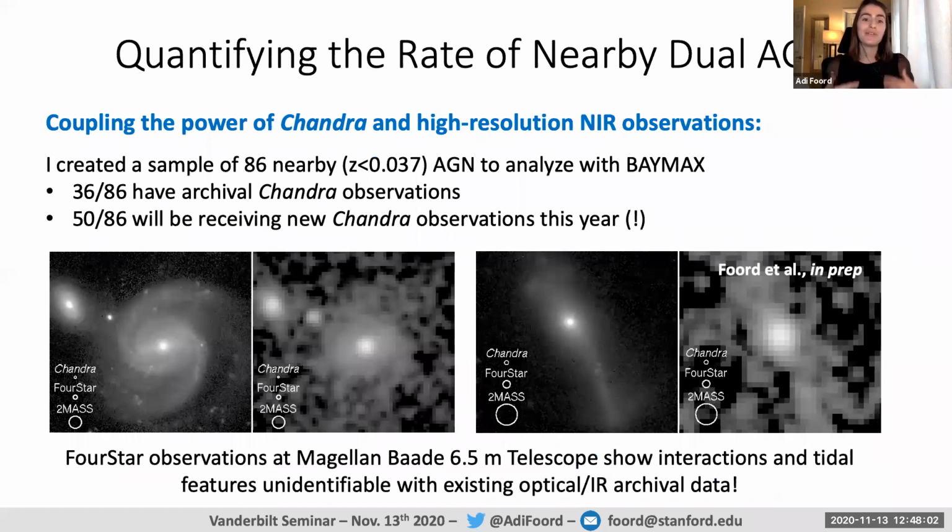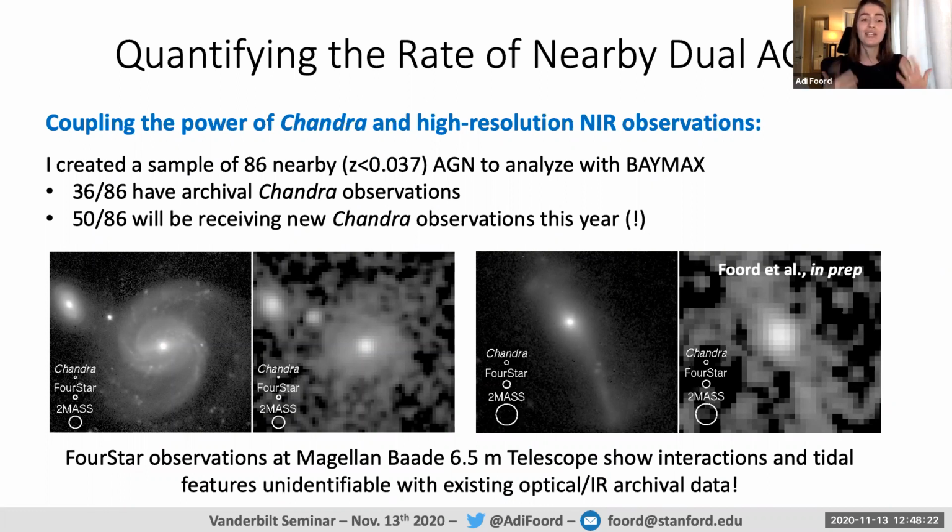So I created a sample of 86 nearby AGN. They're all within 150 megaparsec or so. 36 of these have archival Chandra observations, which I'm currently analyzing, and 50 will be receiving or have already received new Chandra observations, which I'm very excited about.